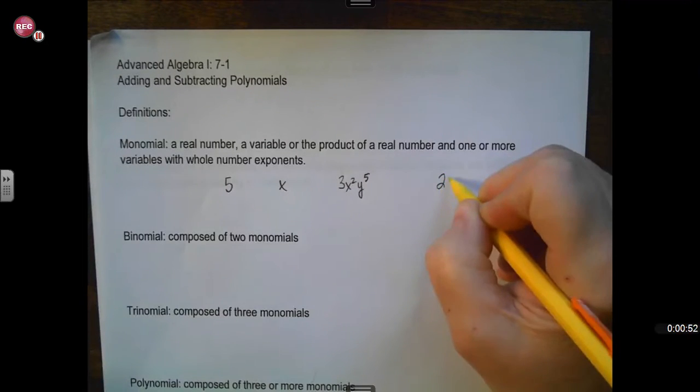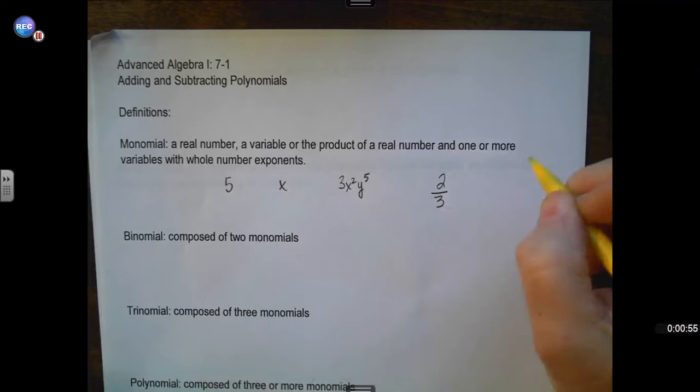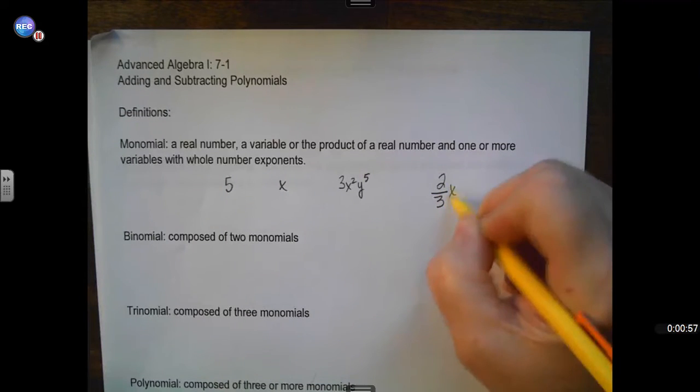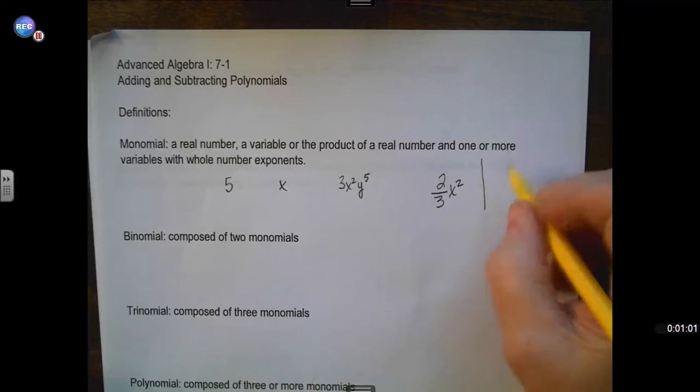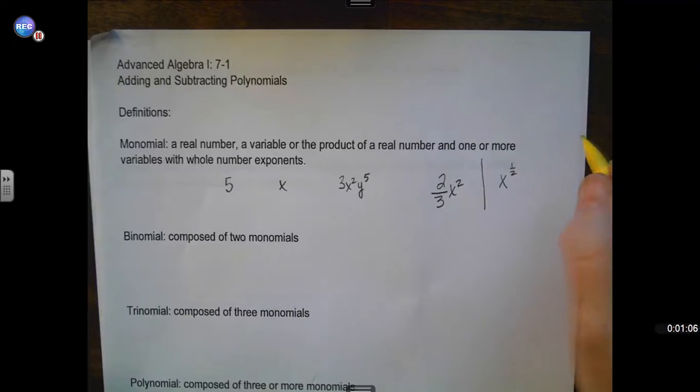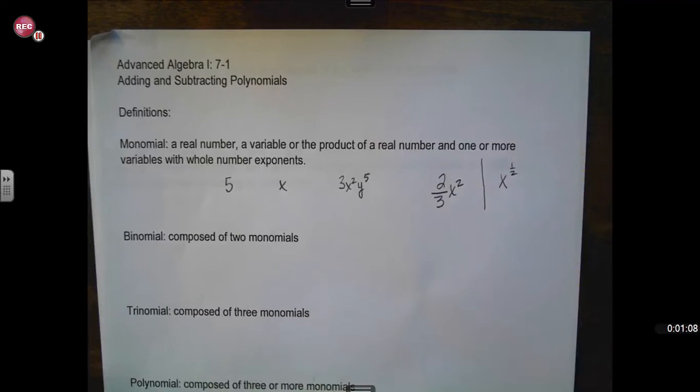2/3 would be considered a monomial. 2/3 x squared would be considered a monomial. What's not considered a monomial would be x to the 1/2, not a monomial expression.